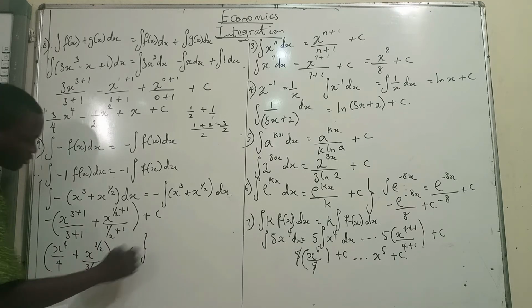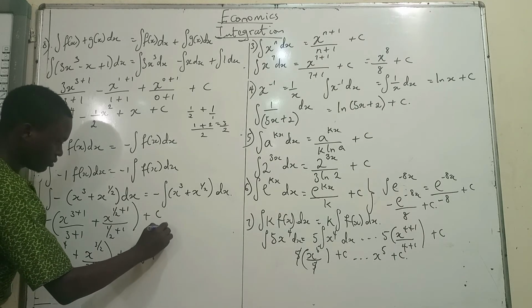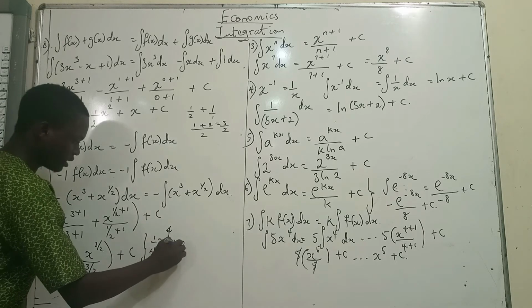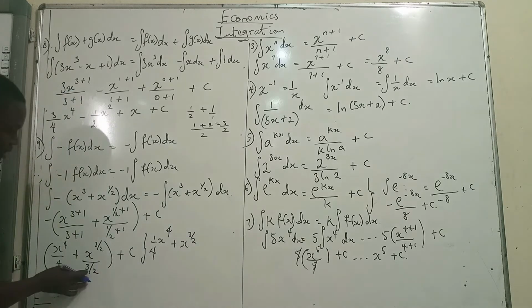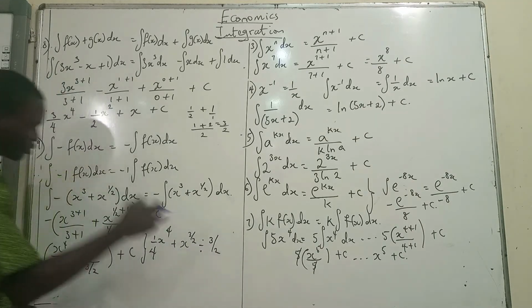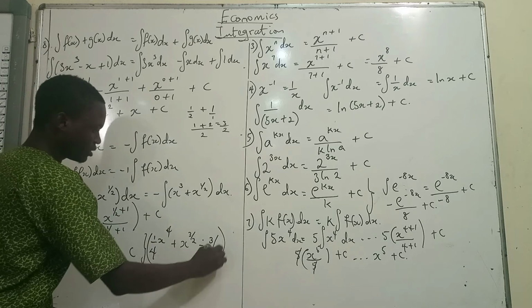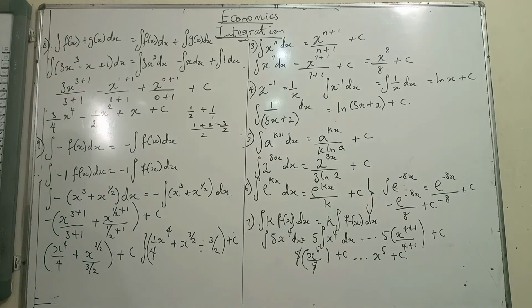Now, because of space, this is 1 over 4 x raised to the power 4, plus x raised to the power 3 over 2, divided by 3 over 2. I'm just trying to make this easier. In subsequent solutions, I will not do something like this anymore. I will try to understand what is going to happen, but it doesn't look like magic. So from there we'll be having 1 over 4 x raised to the power 4 plus x raised to the power 3 over 2, then times 2 over 3.